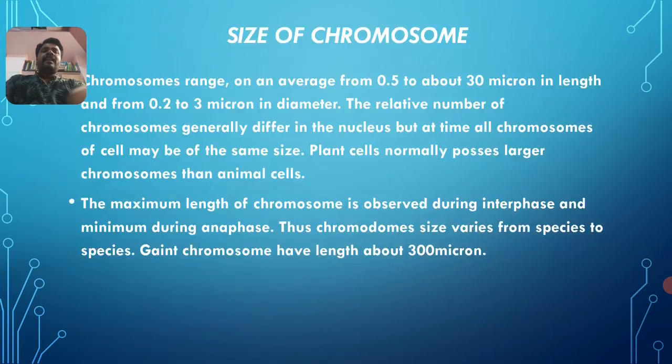Right? Let us study the size of the chromosome. Chromosomes are on an average about 0.5 to 30 microns in length, and from 0.2 to 3 microns in diameter. The relative number of chromosomes generally differs in the nucleus, but at a time all chromosomes of all cells may be of the same size.